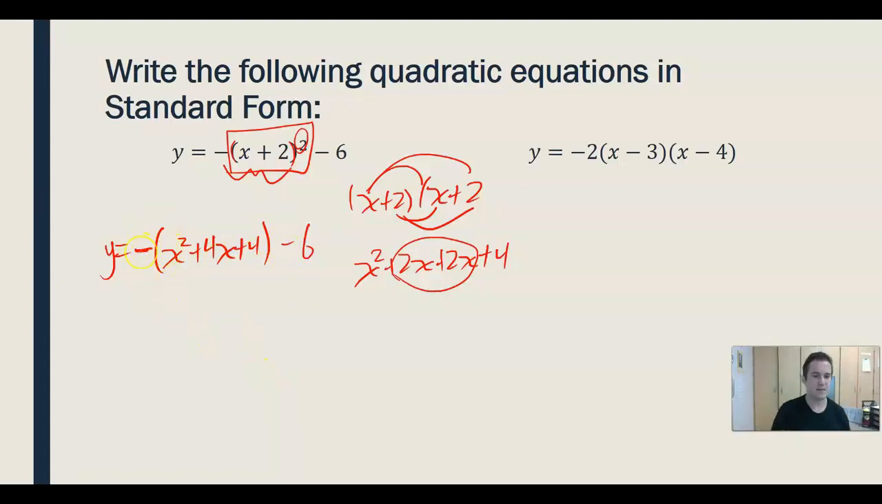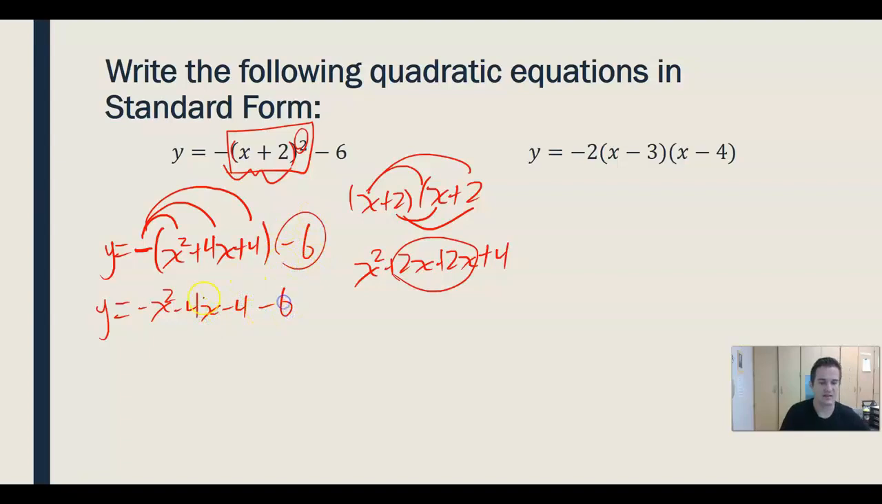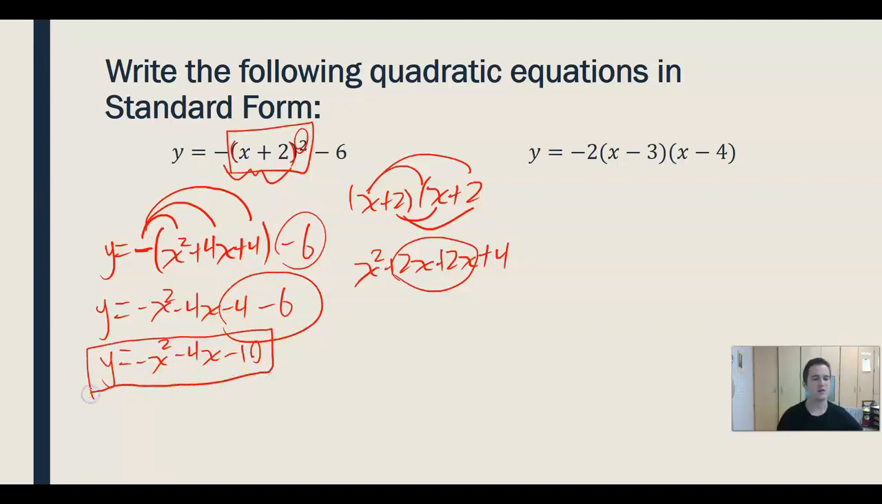Okay, well, next step, I have this negative here. This negative needs to be multiplied by everything inside of these parentheses. So I'll be left with negative x squared minus 4x minus 4, and then minus 6. There's no more multiplication or division to be done, so next I'm going to combine like terms. Negative 4 minus 6 is negative 10. So I have y equals negative x squared minus 4x minus 10.